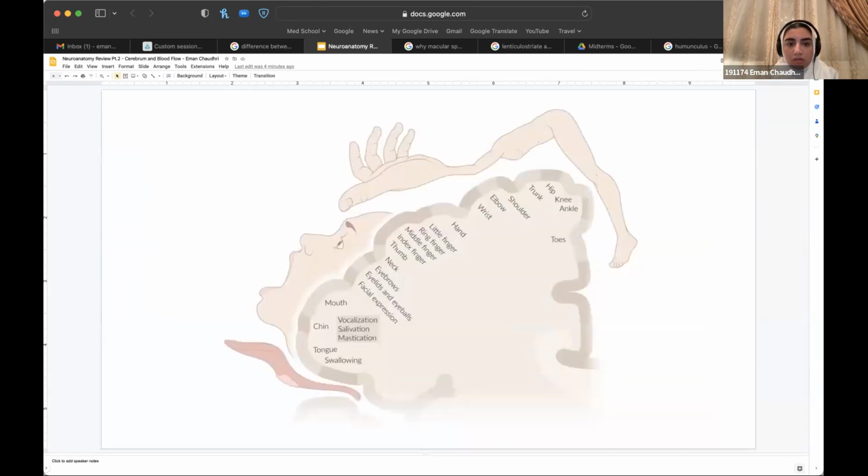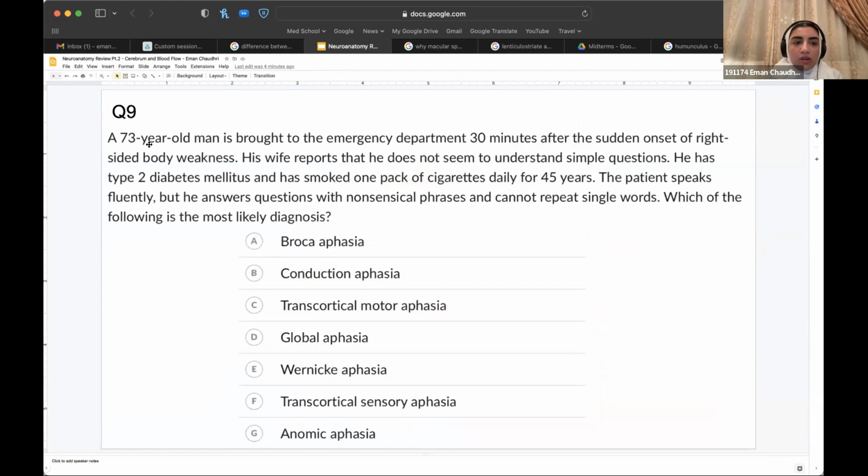Okay, so this was just a reminder of the homunculus. Remember, most laterally you have the tongue, chin, mouth, so vocalization, salivation, mastication, chewing. Mastication is chewing, and you go into a lot more about this in HNS in your next block as well. Then laterally but slightly more medially, you'll have the rest of the face, then your upper limb, more specifically your hand. And most medially, you're going to have your leg, feet, and, though they didn't show it here, also your genitalia.